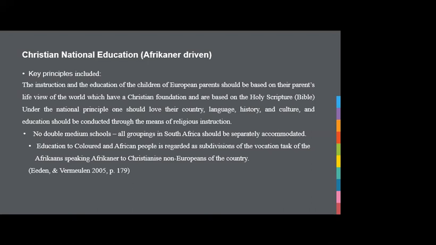So from the above principles of Christian national education, it is safe to say that it promoted Afrikaner nationalism through education. For instance, Christian national education plainly stated that Europeans as receivers of this type of education should love their country, history, language, and culture. The country they're referring to is the one that is ruled by Afrikaners, who will then impose their language on the natives of this country.